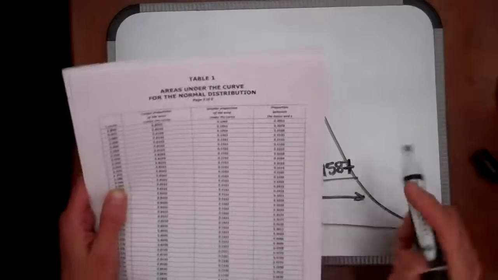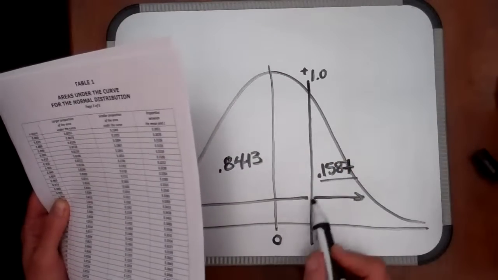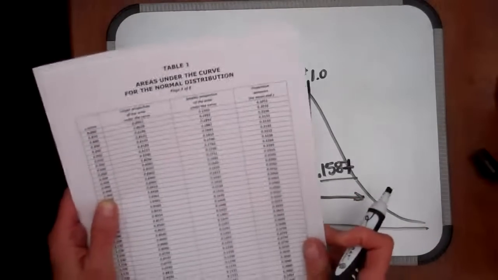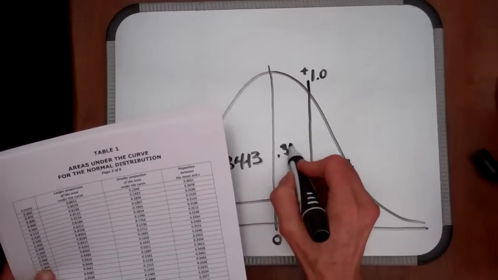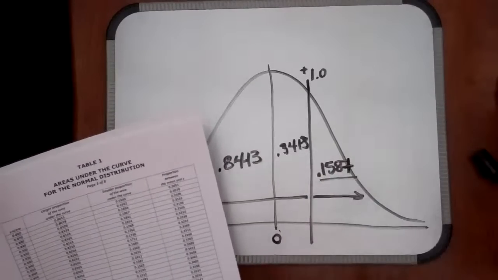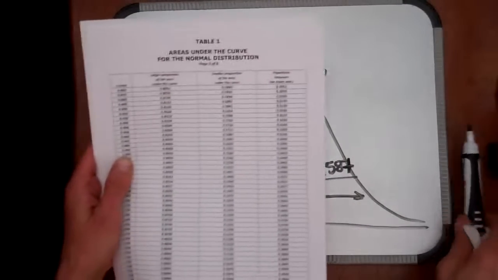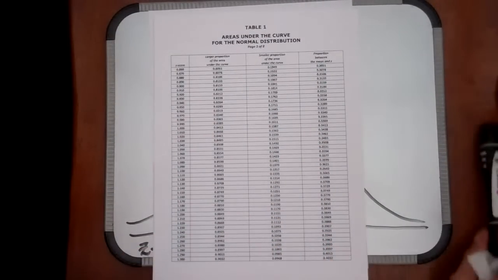Got it? Okay. Now the third column, proportion between the mean and z, is the proportion that falls between here and here. And for 1.0, you should recognize that proportion. That proportion happens to be .3413, and you've seen that number before, right? So this is a very handy table, and how you can use this will be explained in the coming pages.